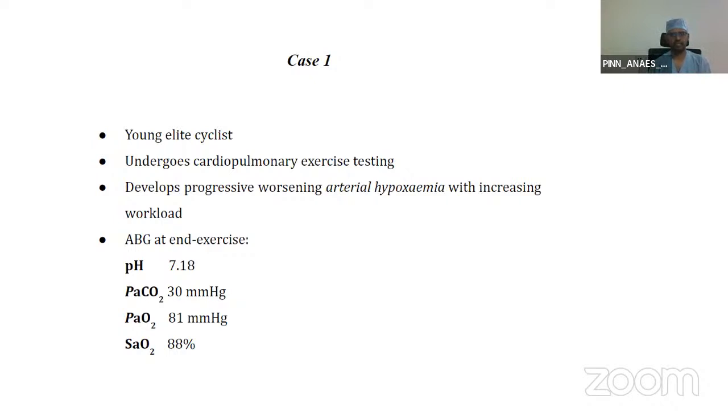In the first case, we have an elite cyclist who is undergoing cardiopulmonary exercise testing and develops progressive worsening arterial hypoxemia with increasing workload. An ABG done at the end of exercise revealed a pH of 7.18, PaCO2 of 30, PaO2 of 81 millimeters of mercury, and a saturation of 88%. So what explains his hypoxemia?